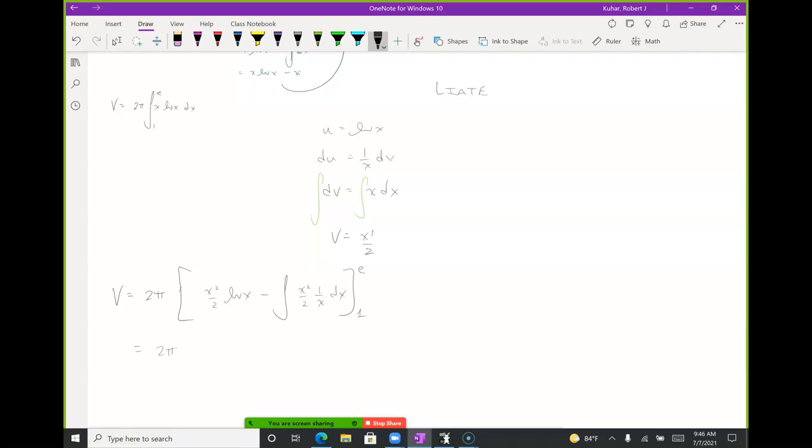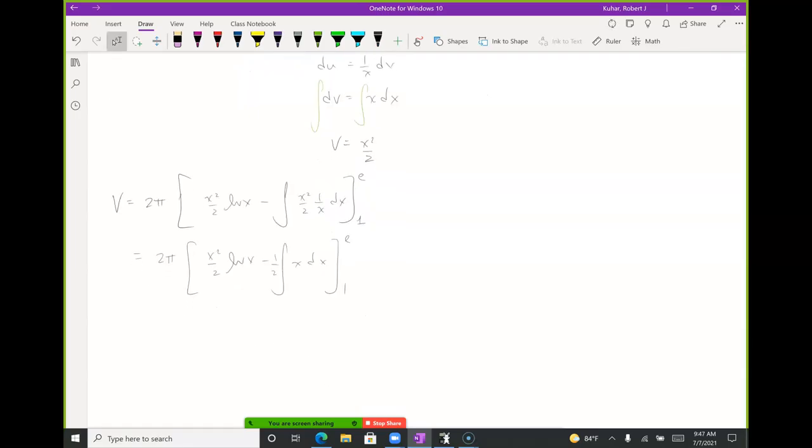This last integral is pretty easy. What do I get? I get 1/2 of the integral of x dx, right? And so that's what, x squared over 4. So 2 pi all times x squared over 2 ln of x minus x squared over 4 evaluated at e and 1.